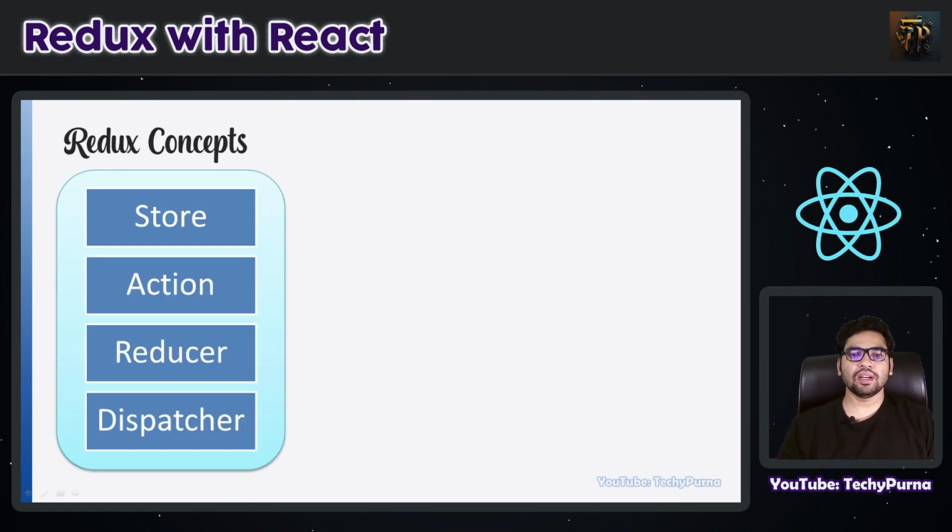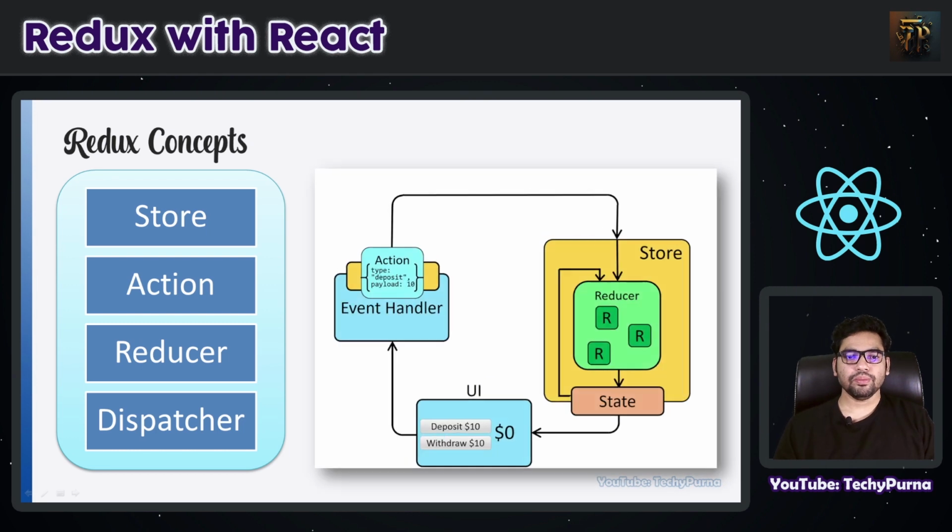At the core of Redux, here are the important concepts like store, actions, reducer, and dispatcher that help Redux work. The store is a centralized place that holds the application data. Actions are messages that describe how the data in the store should change. Reducers change the state of the store based on the actions, and the dispatchers send the actions to the store. If you see the image here, the UI triggers the deposit event for $10, and the deposit action is dispatched to the reducer. And the reducer adds $10 to the current state of balance, and the updated balance is reflected in the UI.